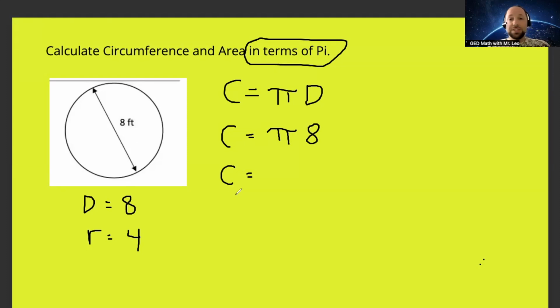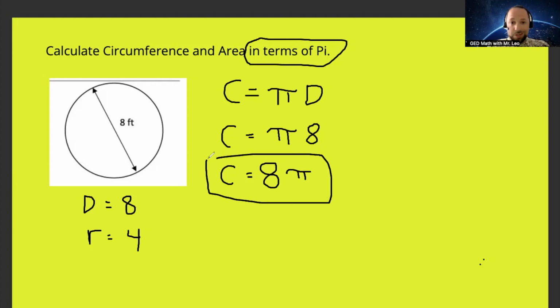All you got to do to finish this is put it in standard form. Standard form is you put the number first and the pi symbol last. The circumference of this circle is 8 pi. We're done. I guess you could say 8 pi feet. That's right, it's 8 pi feet. Please notice though, the circumference is not 8 feet. It's 8 times pi feet.